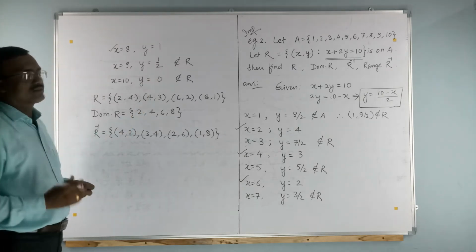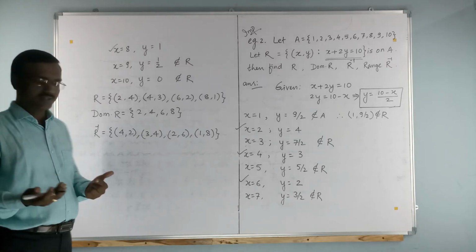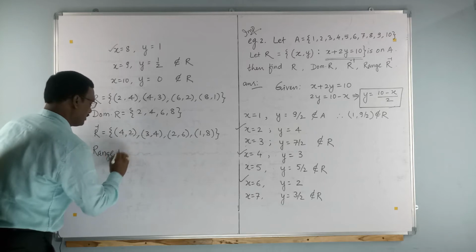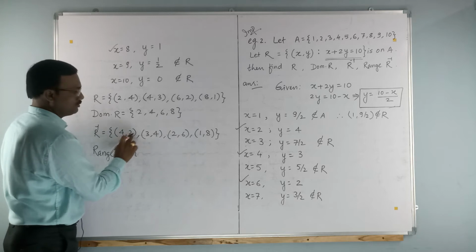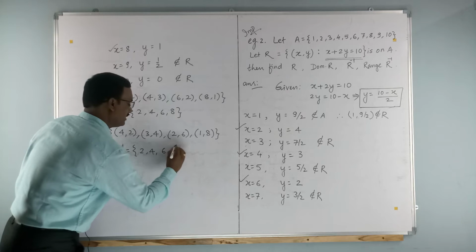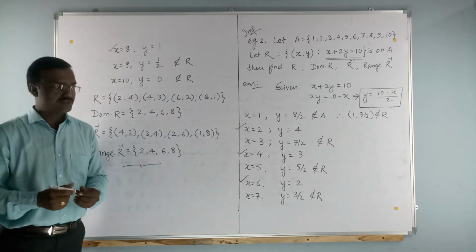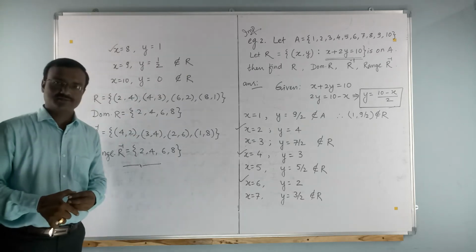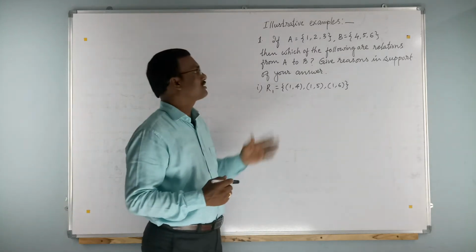And then we have to find the range of R inverse. Range means the set of all the second components in the relation. So the range of R inverse will be the set of all second components, meaning 2, 4, 6 and 8. That's all. So this was very important to understand relation, its inverse, and how to use the given condition in a relation. Okay. Now let us solve some examples based on relations.